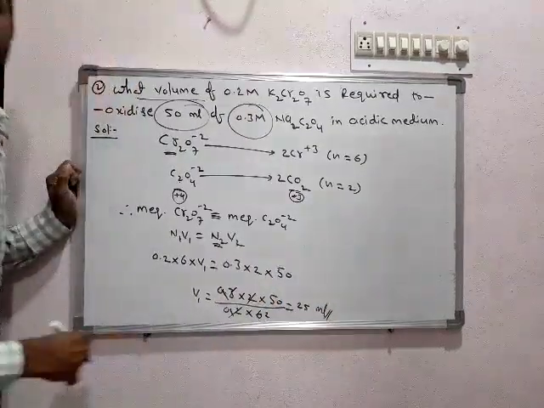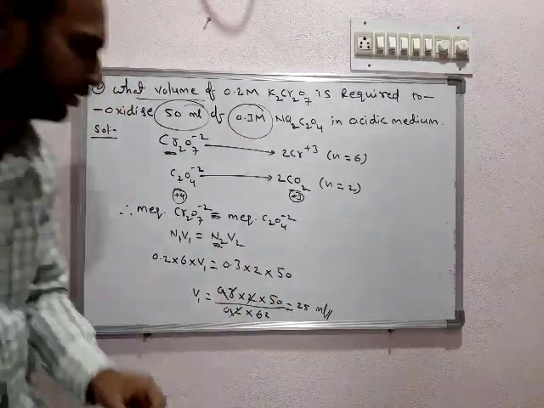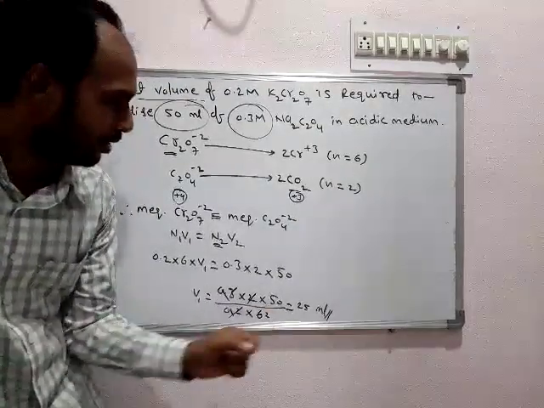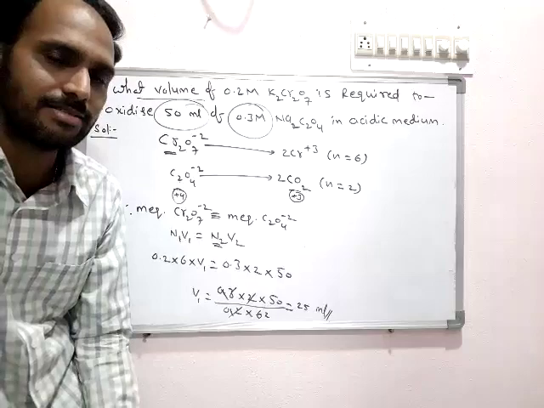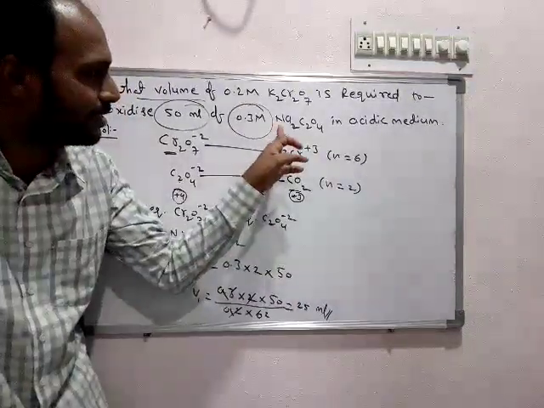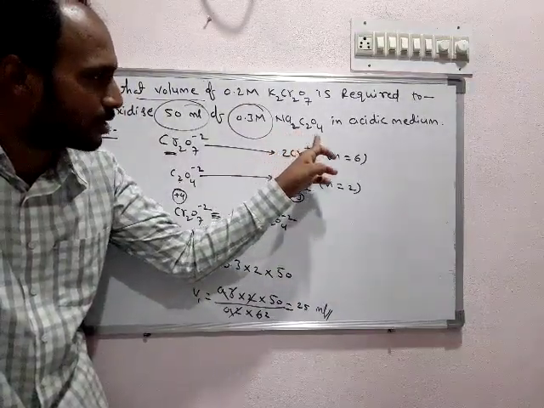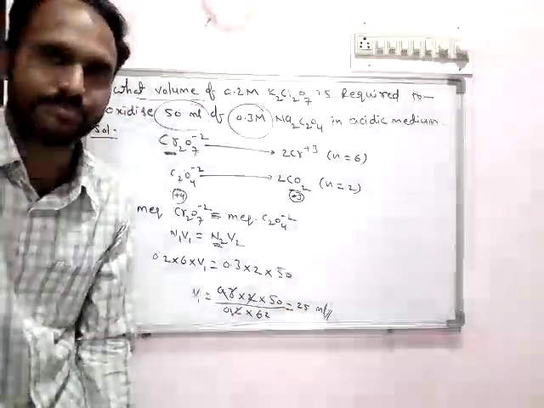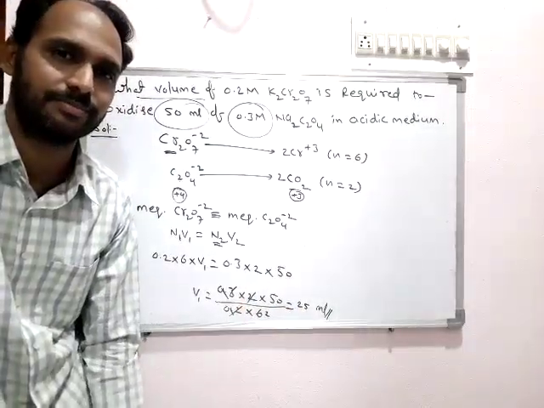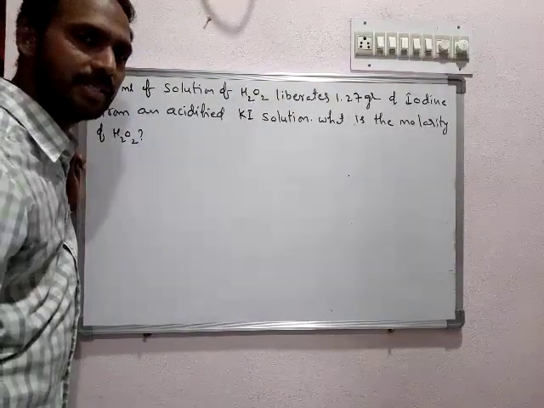Here it is equal to 25 milliliter. So the volume of potassium dichromate, an oxidizing agent, required for complete oxidation of sodium oxalate is 25 milliliter. Okay, take it. See the third problem.